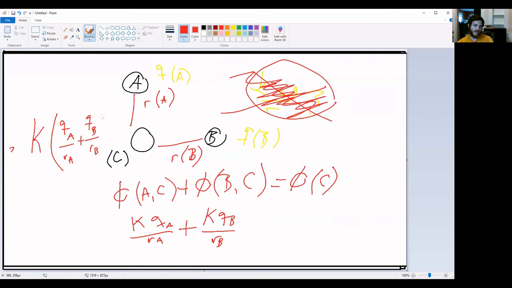And if we want to generalize this formula to any number of charges acting on this point right here, where each charge, and let me clean up some space here, we'll assume that each charge has, oh no, that's not what I want.